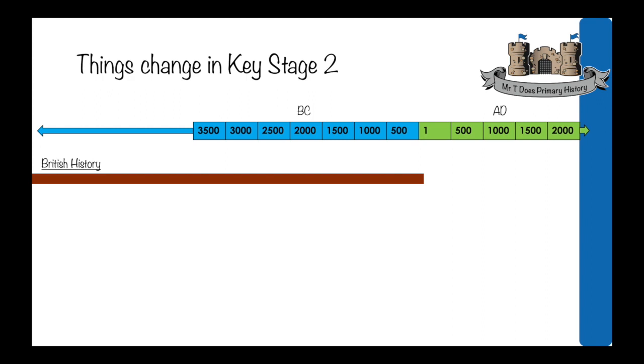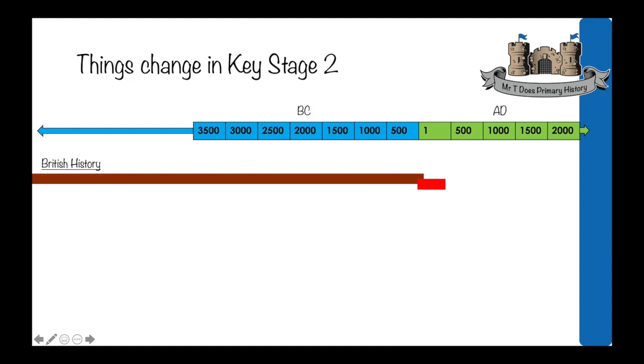Let's have a look at that now. You can see another bar has been added onto our timeline. This represents the Roman period. Julius Caesar attempted to invade in 55 BC but was defeated and went back to Gaul, which is modern day France. Emperor Claudius was more successful in 43 AD, and by 80 AD or so, Britain had mostly been conquered.